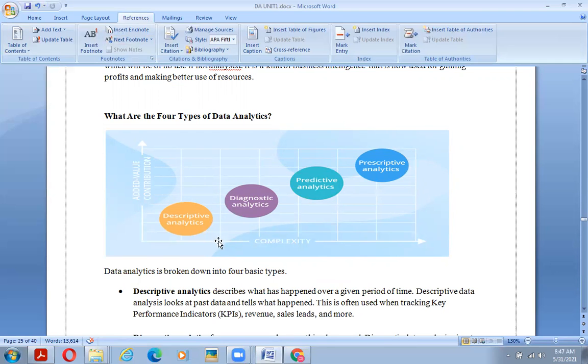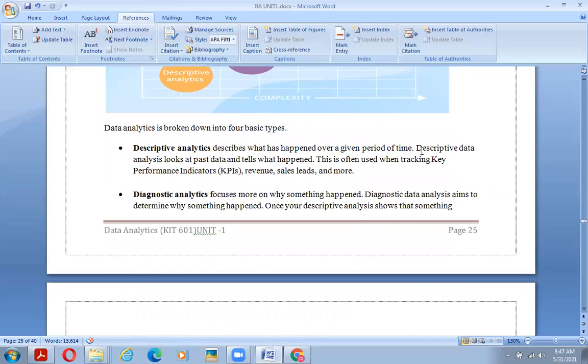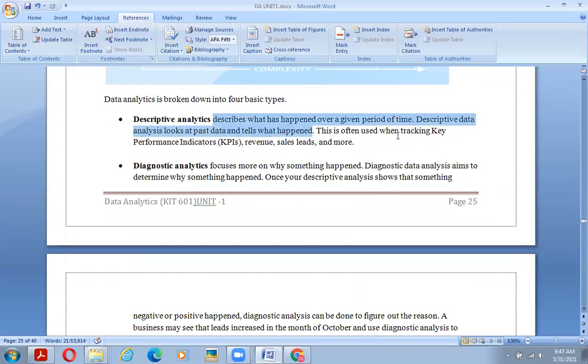Data analytics is broken into 4 basic types. First is descriptive analytics, which describes what happened over a given period of time. Descriptive data analysis looks at past data and tells what happened. This is often used when tracking key performance indicators, KPIs, revenue, sales, leads, and more.